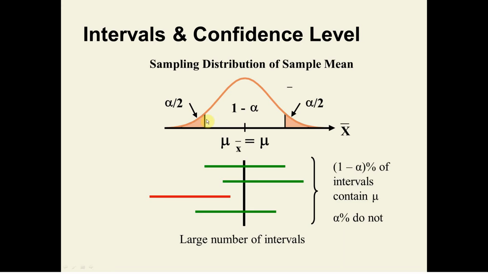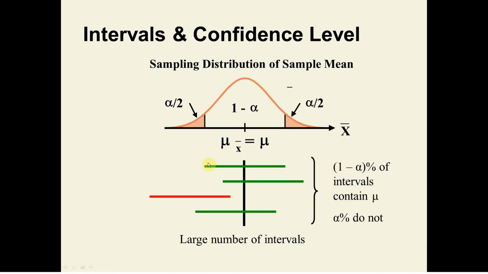Why is it 90% of the time? Because the area under this curve is 90% of the area under the curve. This would be 5%, that would be 5%. So this puts a precise definition to what we mean by 90% confidence. So let's say 90% confidence. Alpha would be 10. 1 minus alpha would be 90.